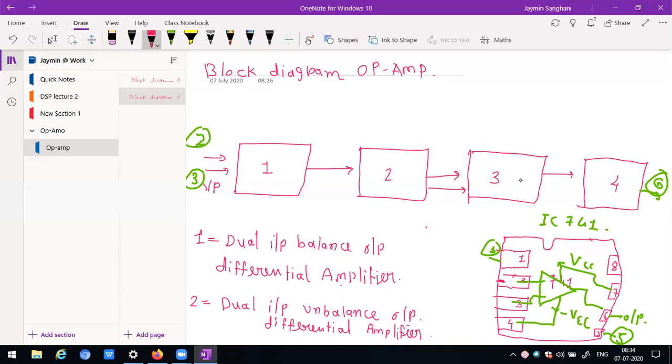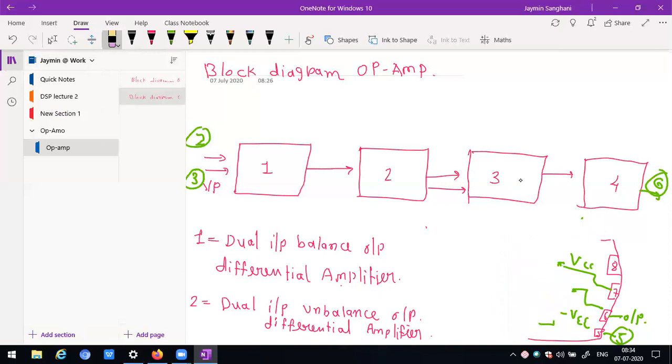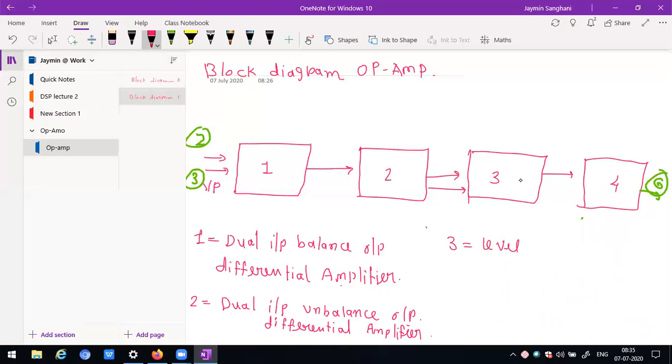Third, it can be considered as a level shifter. And fourth, it can be considered as a push-pull amplifier, or we can say power amplifier.